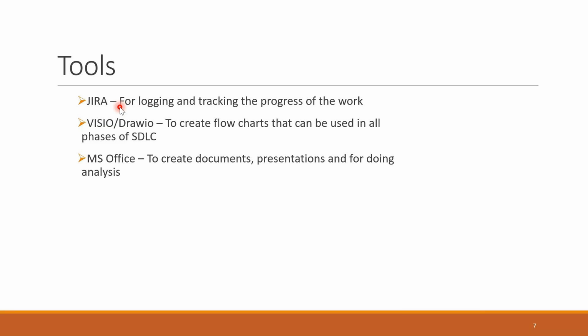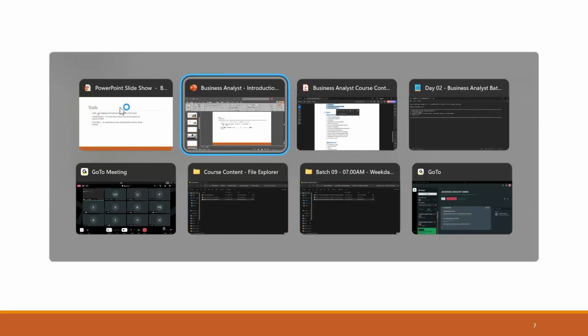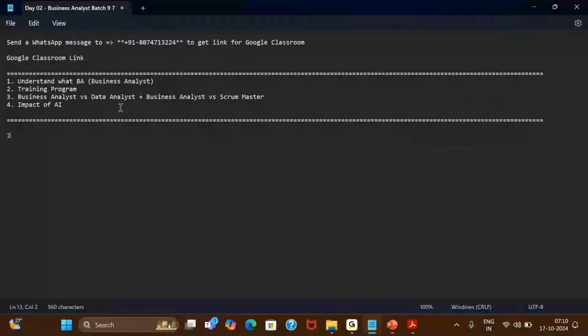So once we understand what a user story is and how do we document a user story, we will then jump on to Jira to understand how do we use this as an agile lifecycle management tool. Okay. So Jira is an ALM tool, where ALM stands for Agile Lifecycle Management.